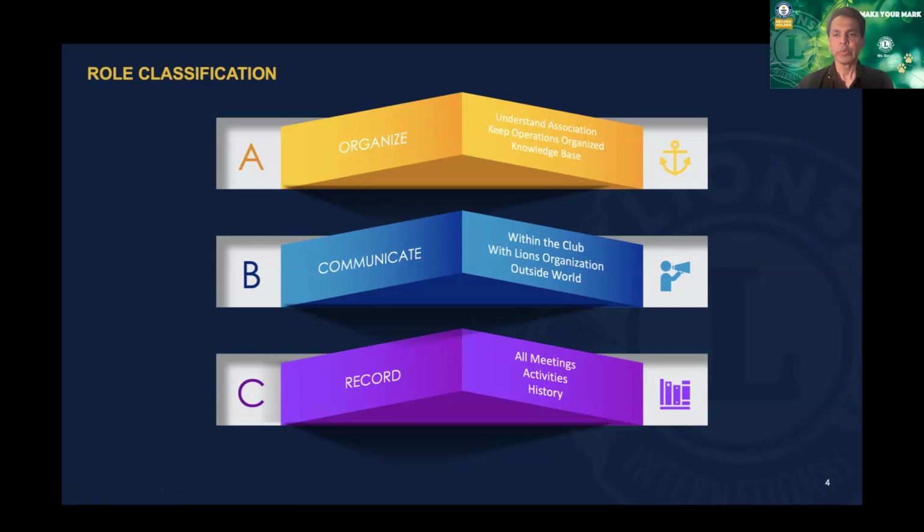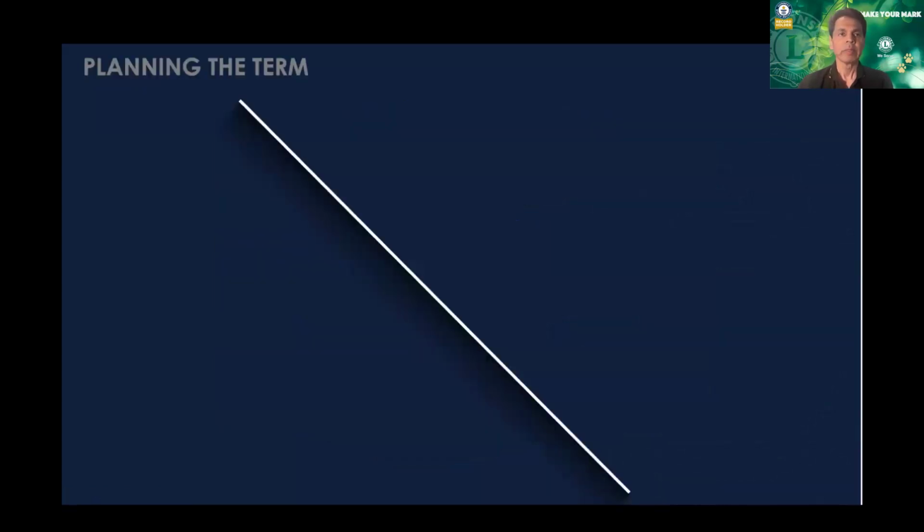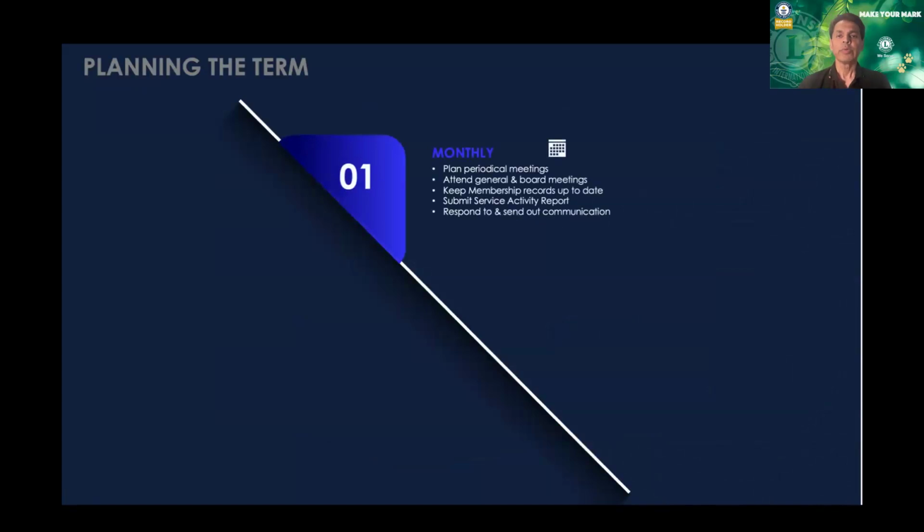Let's quickly jump over a few things one by one. What is it that you need to do traditionally as a secretary? One, you have to do a few things monthly. For example, planning your monthly general meeting, and if your club has a separate board meeting, planning the board meeting, and attending both general and board meetings.